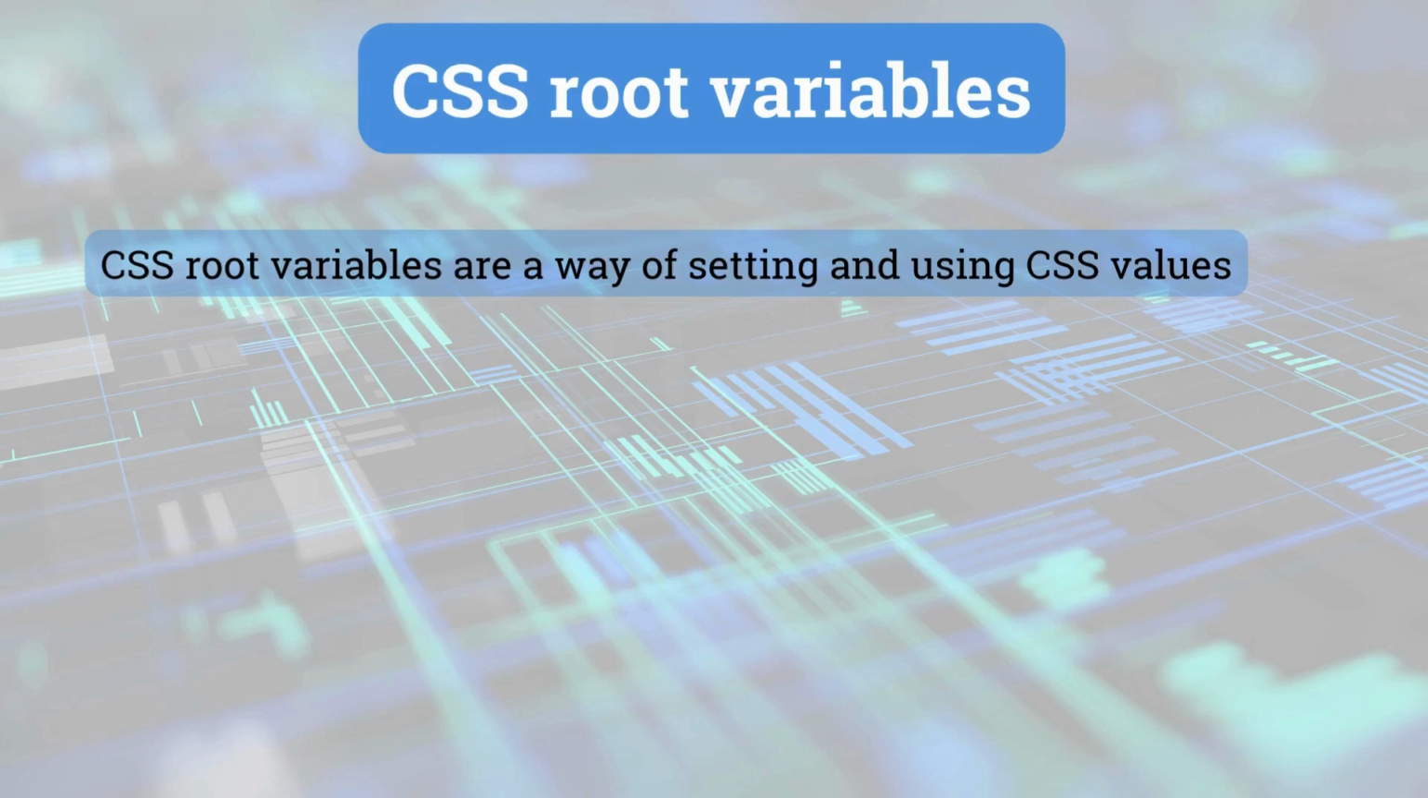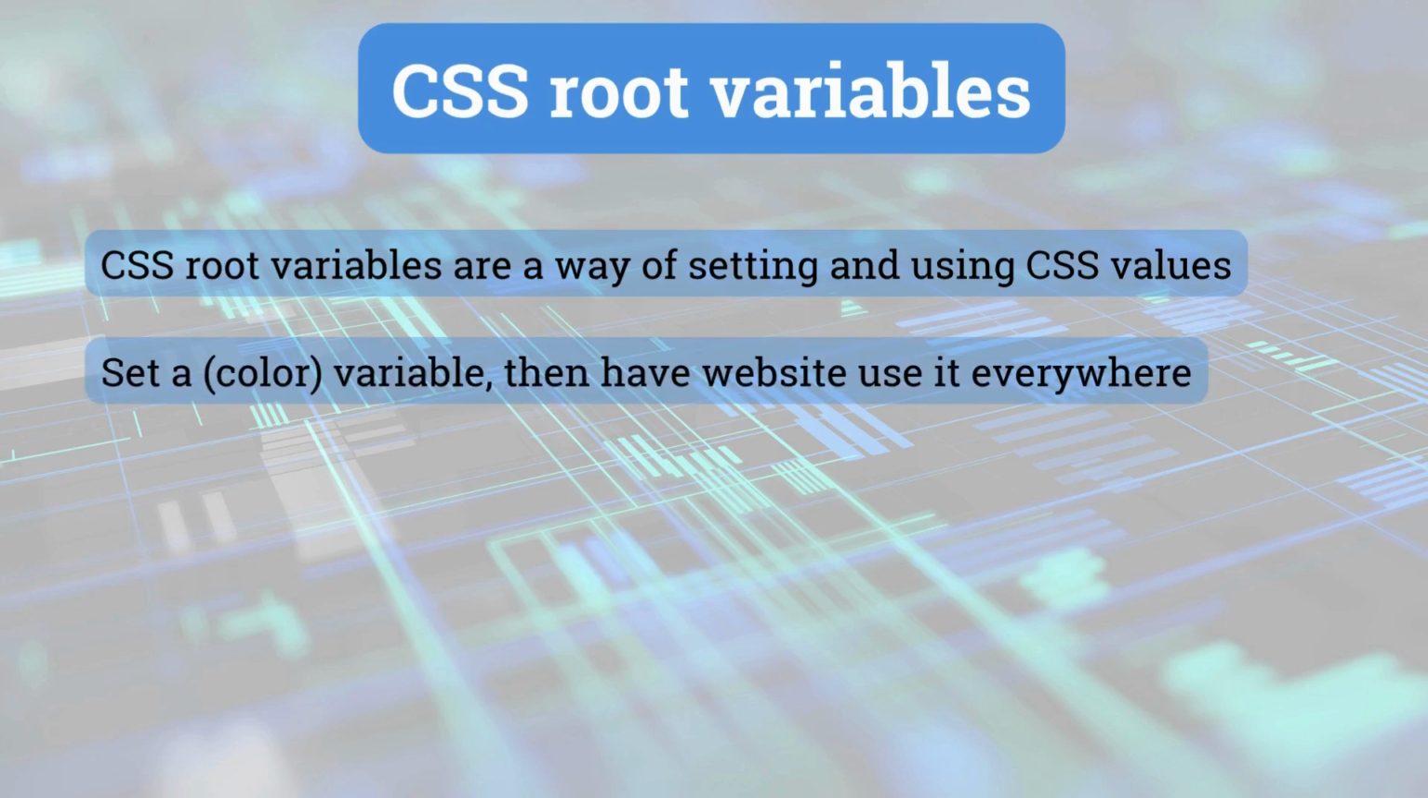CSS root variables are a way of setting and using CSS values. These values can be for colors, widths, heights, attributes, or anything we want in the CSS. You can set a color variable, then have the website use it everywhere. We can say our main color is aqua blue, then link everything off that in the HTML, wherever we want that color to appear. So if we change our variable, then all those colors will update, instead of changing multiple classes with different names.